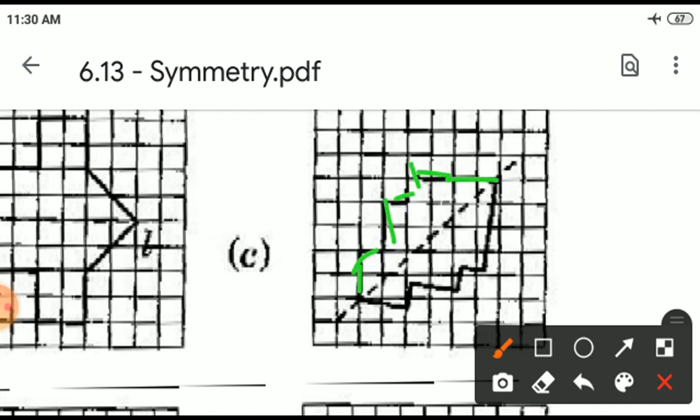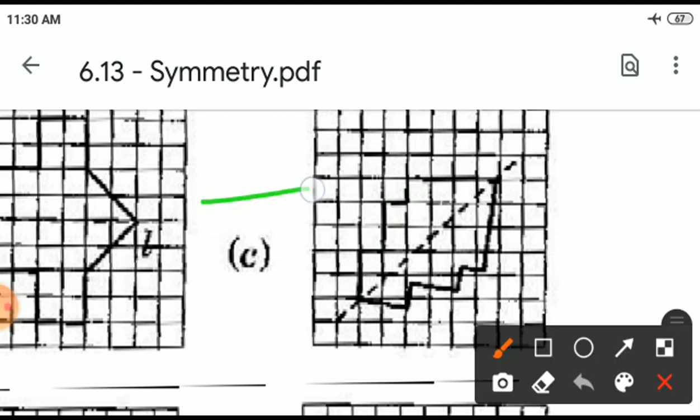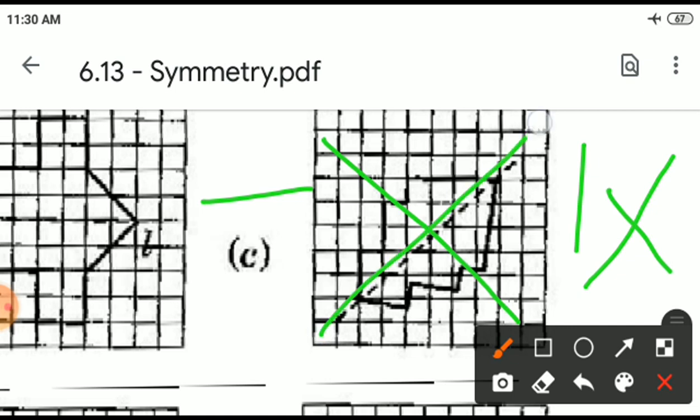Okay. Question was downside, answer is with green color. Line of symmetry is diagonal. This is called the diagonal. So we had two choices. Horizontal means ada, vertical means khada, and diagonal means cross wala. Either this way or this way. Isn't it? Two diagonals are there. This is also diagonal. This is also diagonal.